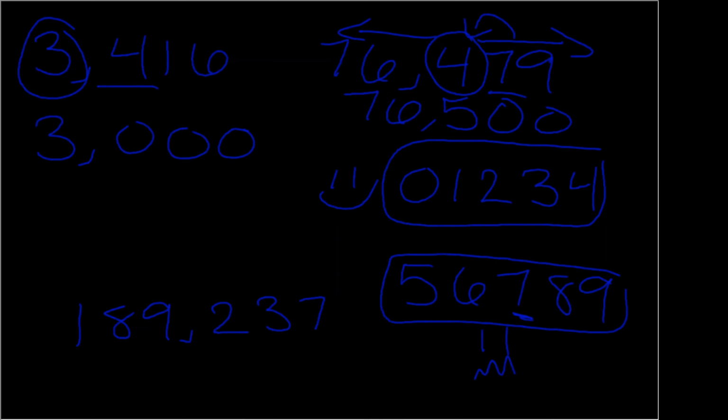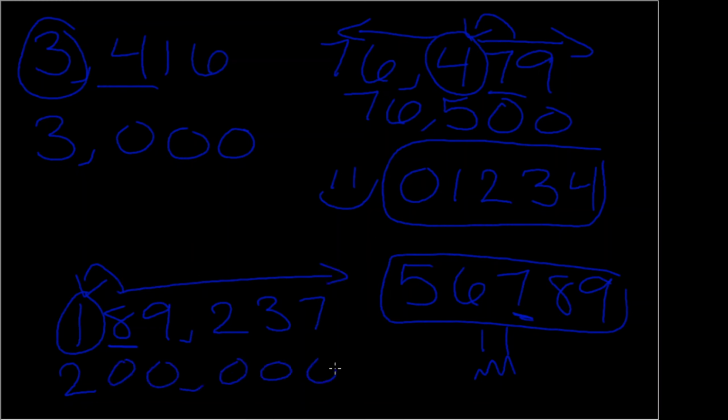Let's move on to 189,237. I would like to round this number to the nearest 100,000. So I circle my 100,000. I underline my boss. I look and see that my boss is a mean, pushy boss. So my 1 has to become a 2. I don't have any numbers to the left of that, but I do have all of these to the right, and every single one of them becomes a 0.